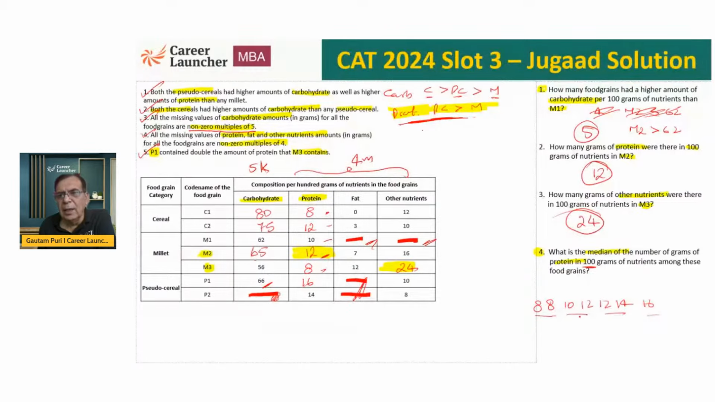What will be the median? Median will be the fourth number. If we have arranged them in increasing or decreasing order, the middle number, fourth. So the answer should be 12.